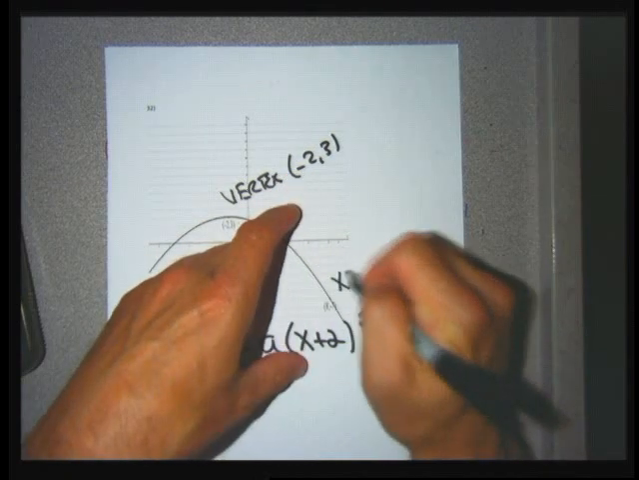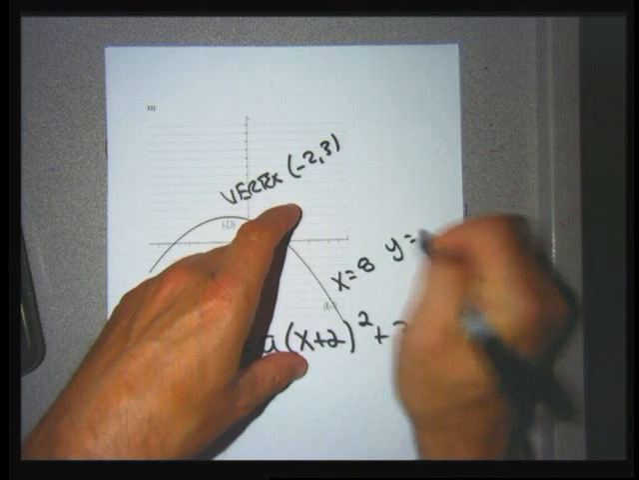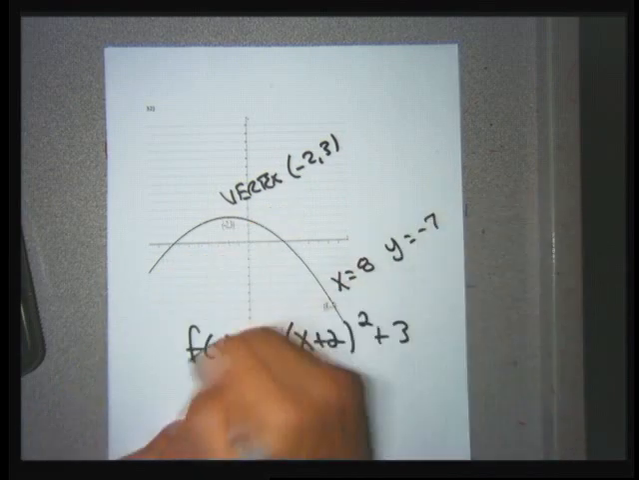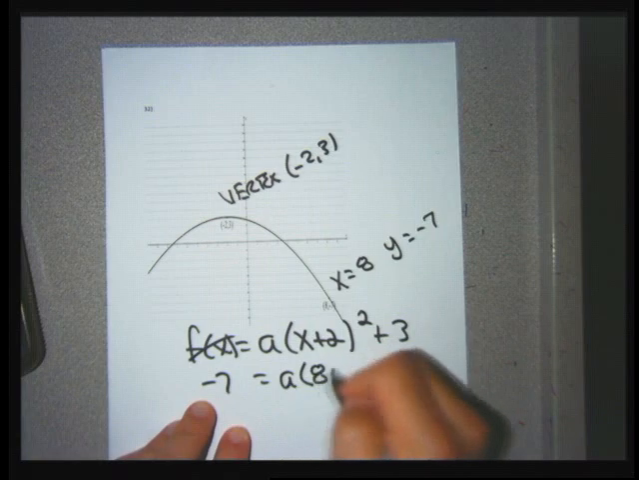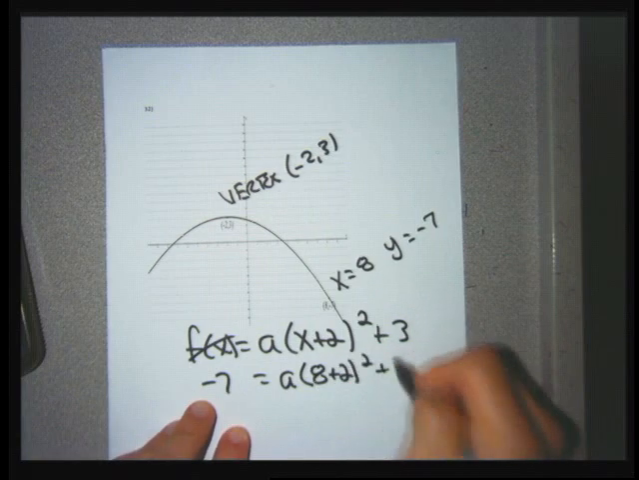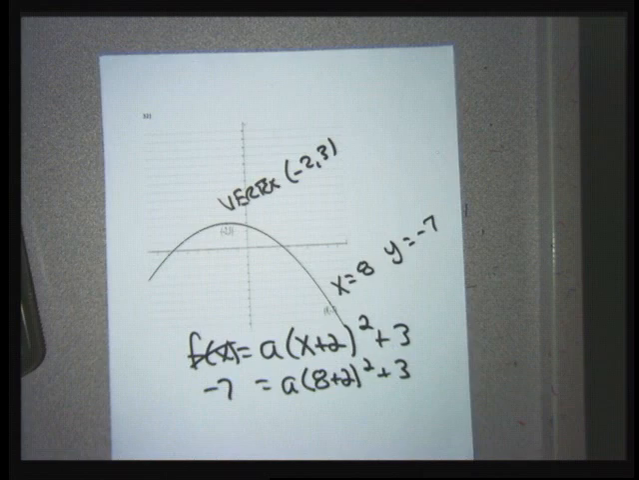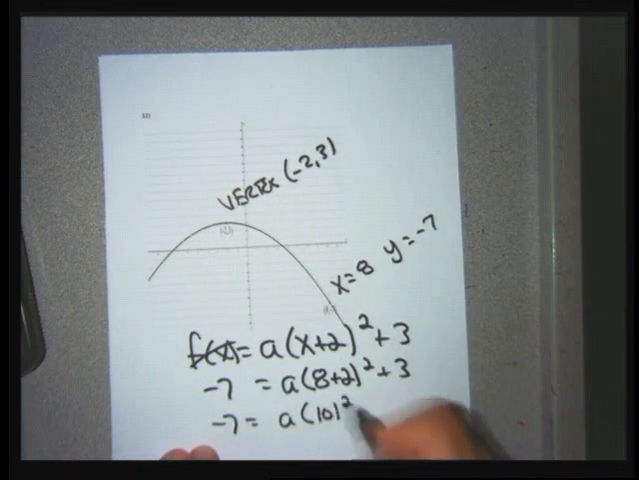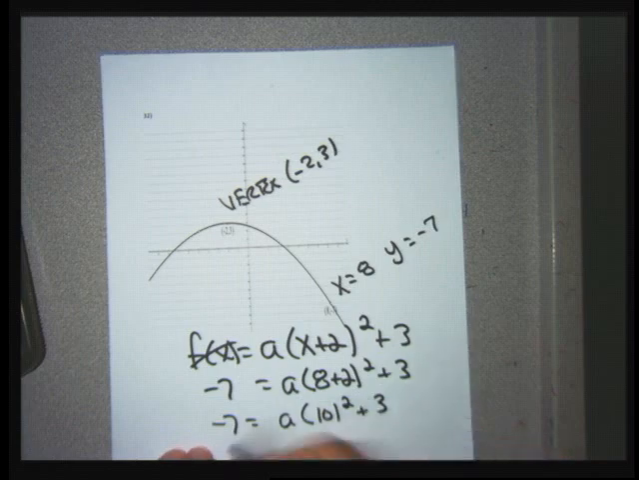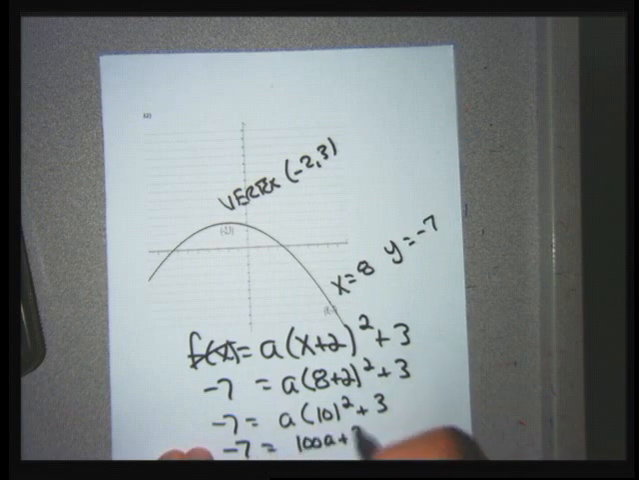The point is x equals 8, y equals -7. I'm going to change the f of x to -7. I'm going to change the x to 8. And I'm going to solve for a. So I'm going to get -7 equals a times 10 squared plus 3. 10 squared is 100, so I get -7 equals 100a plus 3.